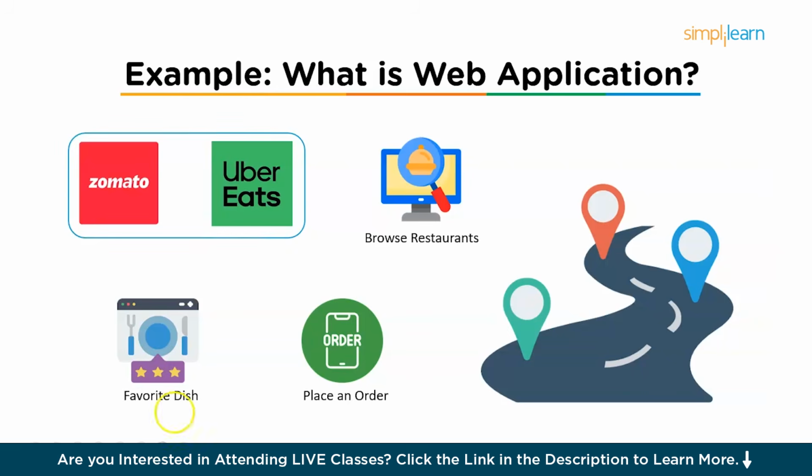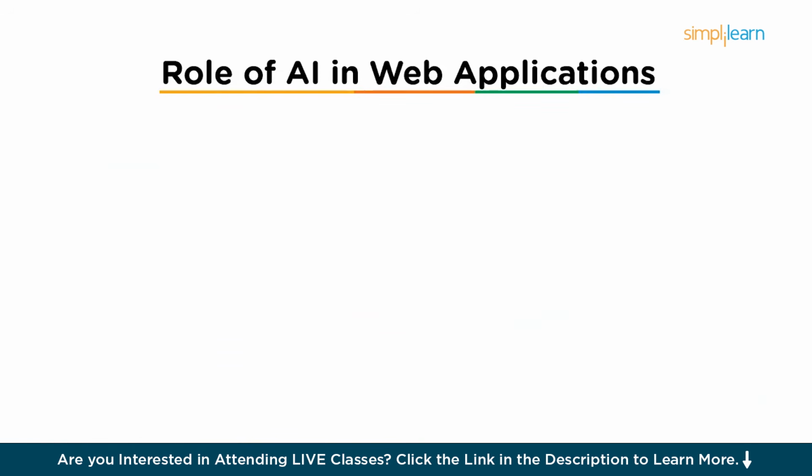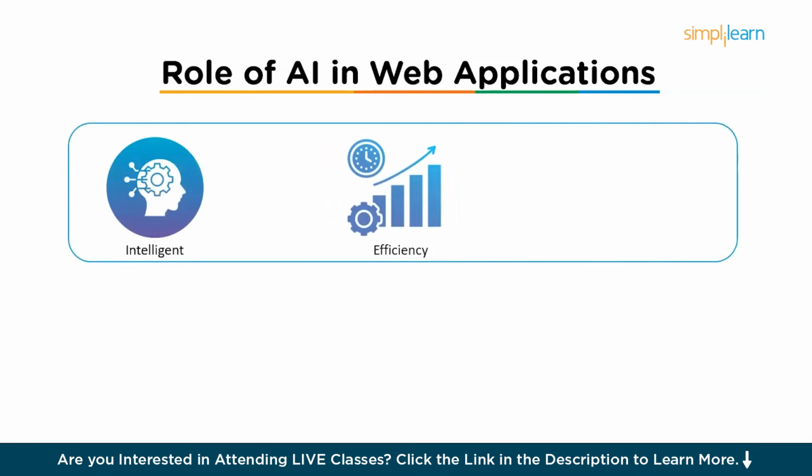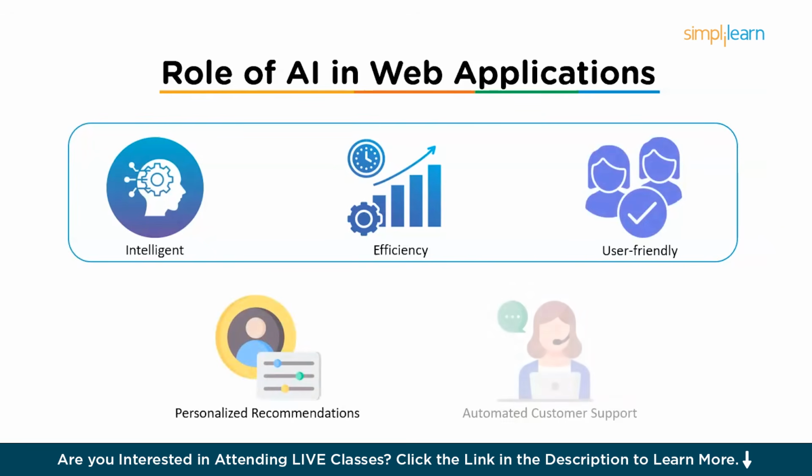Then we will understand what is the role of AI in web applications. So, artificial intelligence is transforming web applications by making them more intelligent, efficient, and user-friendly. From personalized recommendations to automated customer support, AI enhances how we interact with websites every day. So let's explore how AI is shaping modern web applications.